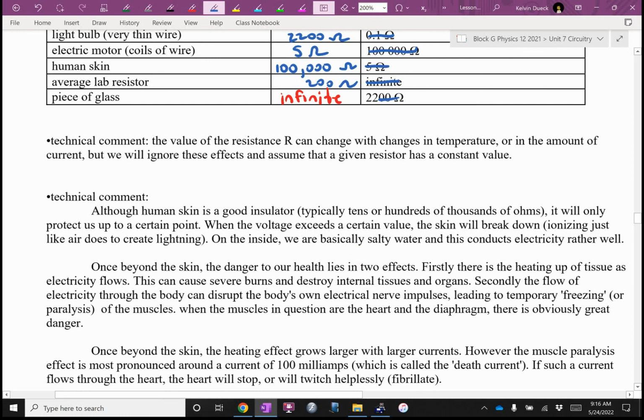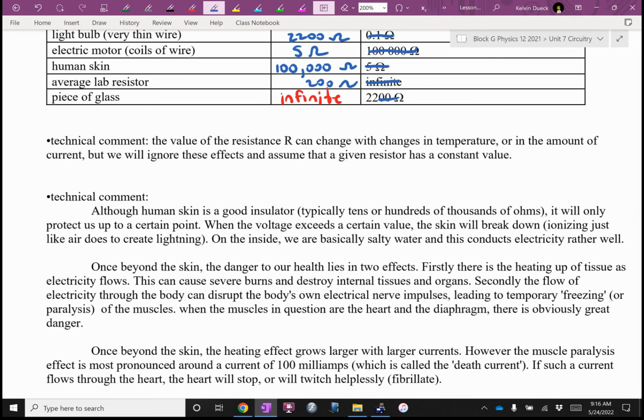So, what's the danger of electric shocks? Well, two effects. First of all, if you're getting a big current, there's the heating up of tissue as electricity flows. This can cause severe burns and destroy internal tissues and organs. This is probably what you think of when somebody was electrocuted, they got burned.